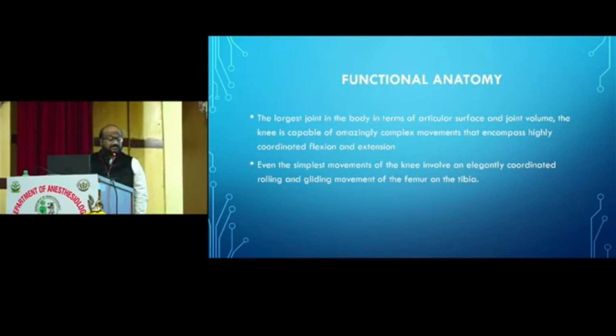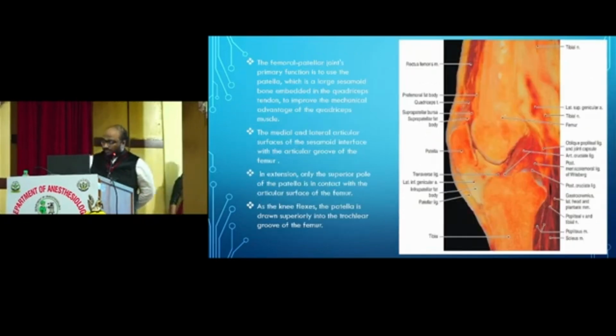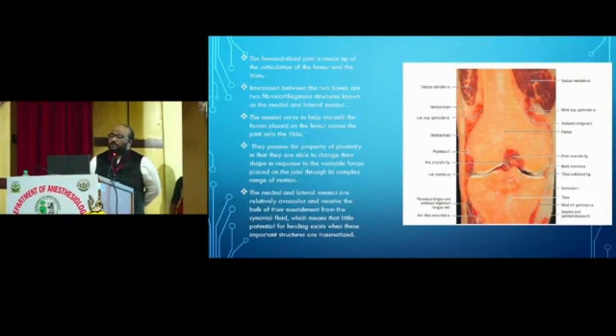So as we all know, it is the largest joint in the body in terms of articular surface and joint volume. So the knee is capable of amazingly complex movements that encompass highly coordinated flexion and extension. Even the simplest movements of the knee involve an elegantly coordinated rolling and gliding movement of the femur on the tibia. So for our ease, I would like to divide the knee joint into two: a femorotibial joint and a femoropatellar joint. So the femorotibial joint is made up of articulation of the femur and tibia, as you can see in the picture.